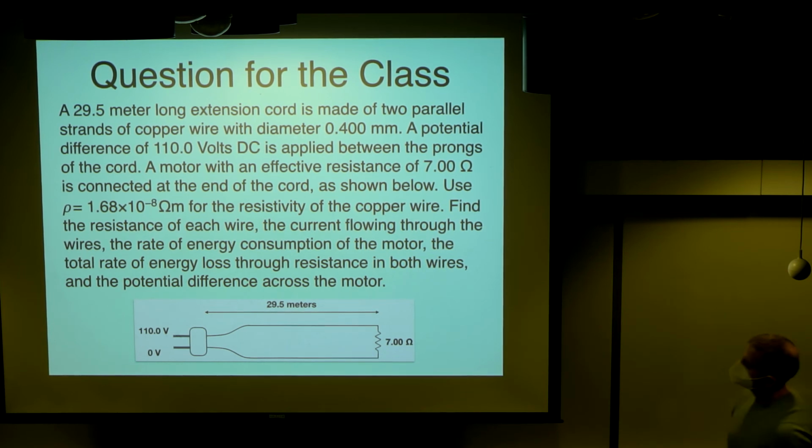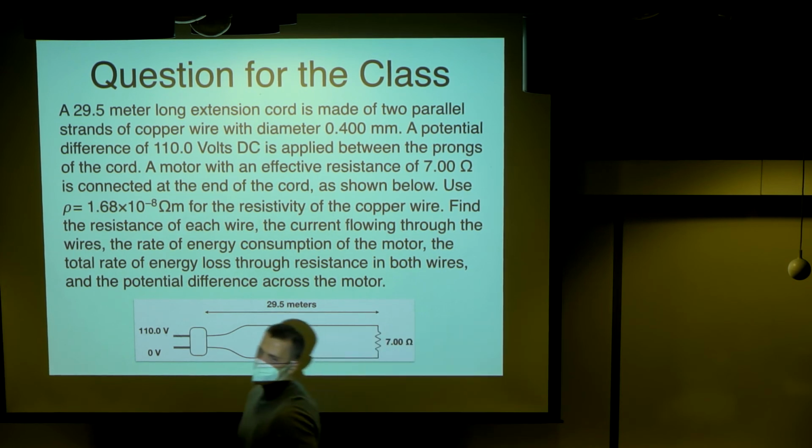So remember, for the resistance of the wires, you can use the formula rho times L divided by A. That's going to be useful here.